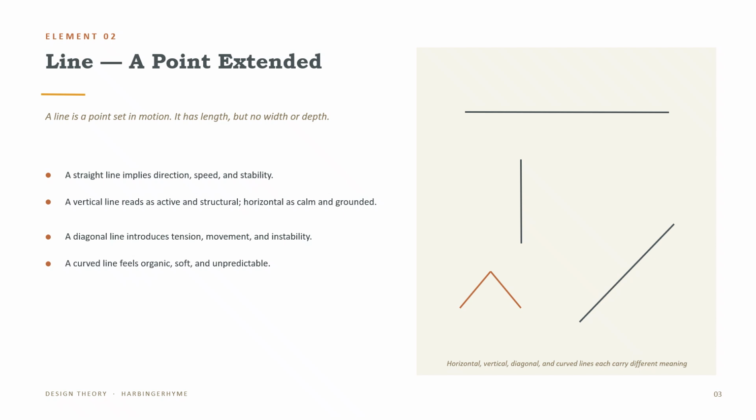A diagonal line introduces tension, movement, and instability. A curved line feels organic, soft, and unpredictable. In this image, we can see horizontal, vertical, diagonal, and curved lines each carry different meaning.